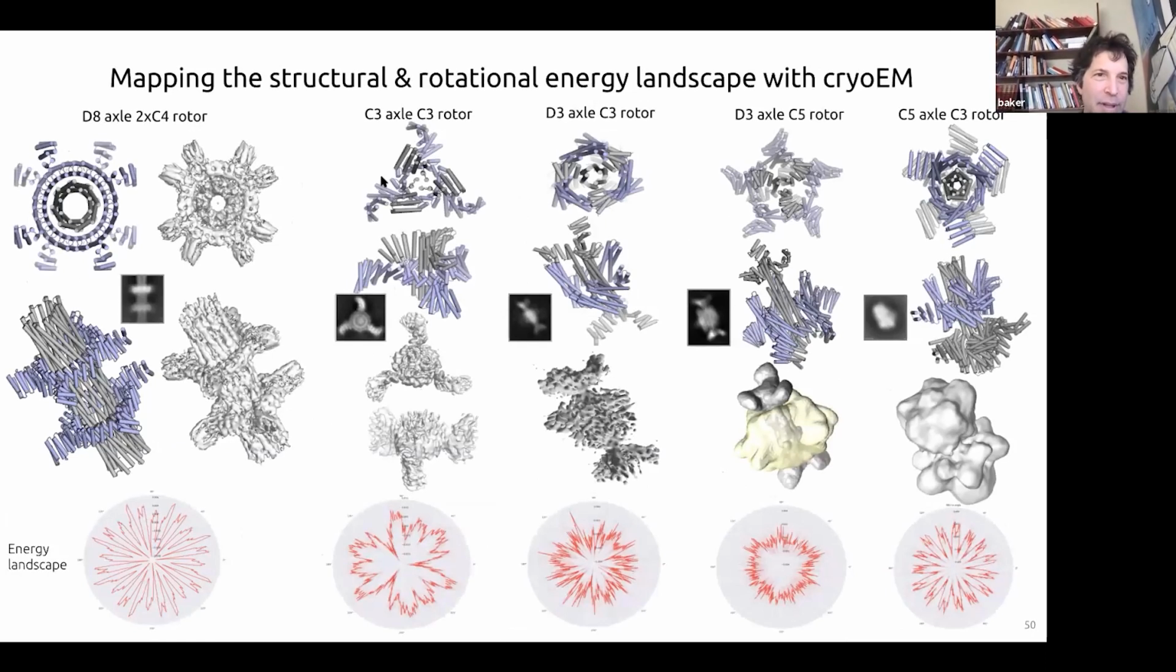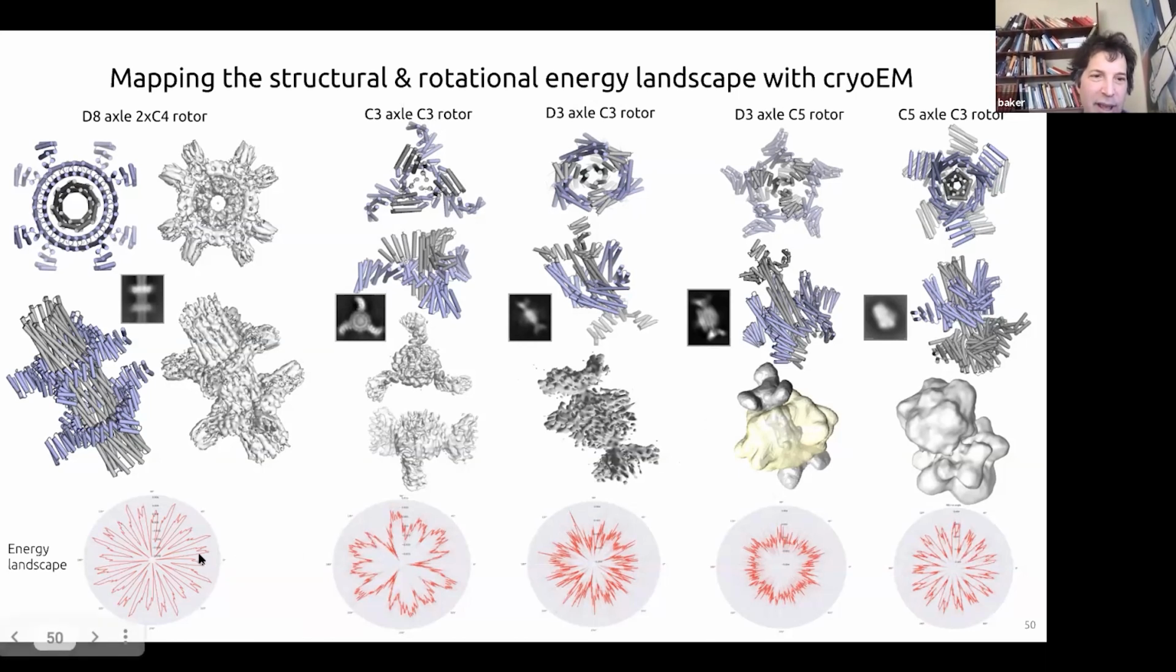There are ones where the symmetry matches, so both the axle and the rotor have C3 symmetry. And then there are others, these other ones here, where the symmetries don't match at all. The axle, for example, here has D3 symmetry, but the rotor has C5 symmetry. What you see here are cryo-EM maps of the rings, the rotor, assembled on the axle. And here you see some views of these.